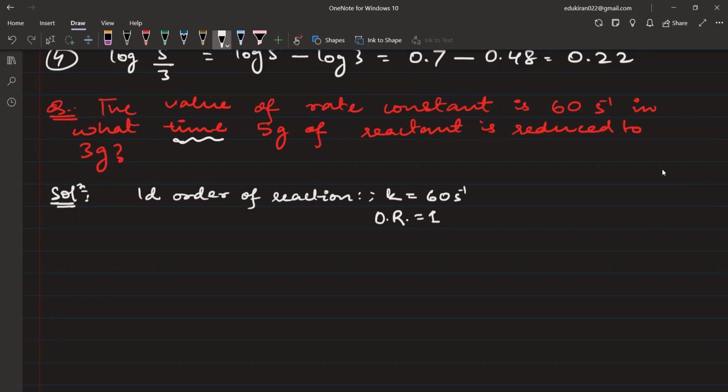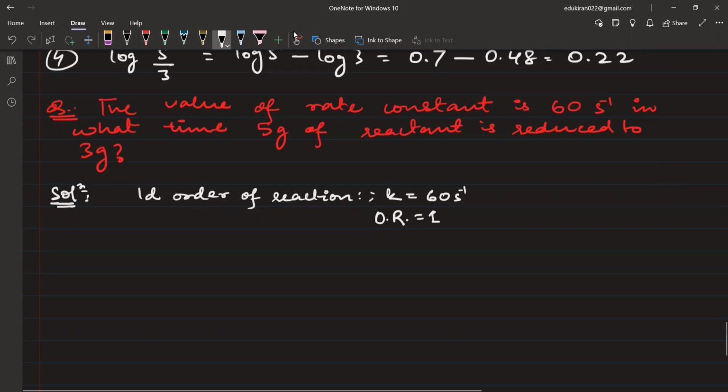Now, whenever they are asking about the time required, they have the amount of reactant here and here, right? They have the amount of reactant and there is time involved and there is rate constant. So the K and time, rate constant and time, these are only related via the integrated rate law equation. And that is why I will write the integrated equation for the first order. Who will tell me? What is the first order rate equation? Minashi, tell me.